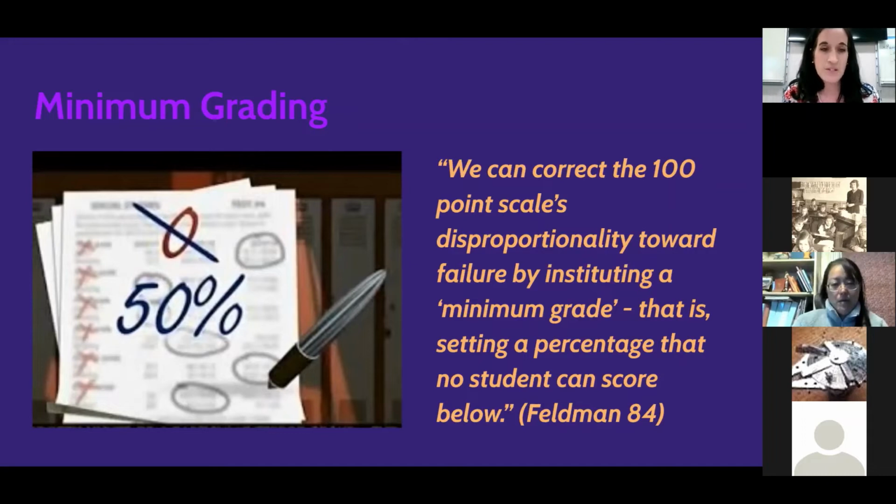And so he proposes setting a minimum grading scale, and he states here on page 84, if you want to highlight it, we can correct the 100-point scale's disproportionality toward failure by instituting a minimum grade. And that means setting a percentage that no student can score below. So instead of having a 0 as the lowest score, he suggests a 50 as the lowest score.